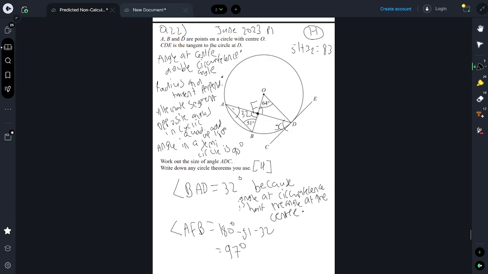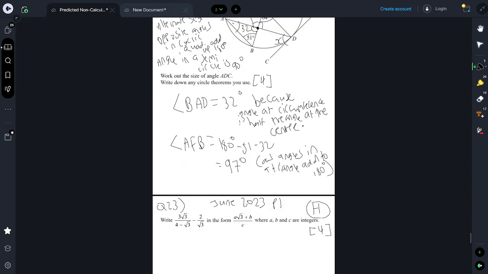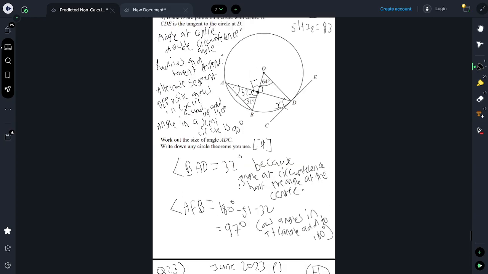Cool. Yeah, and that is because it doesn't tell you to write, it only tells you to write down any circle theorems you use. You do not need to write the fact that angles in a triangle add up to 180. That's not a circle theorem. You could write that if you wanted to, but you don't have to. But I'm going to need to make more room here, actually. There's not a lot of room here. So hopefully you realise that's the case.